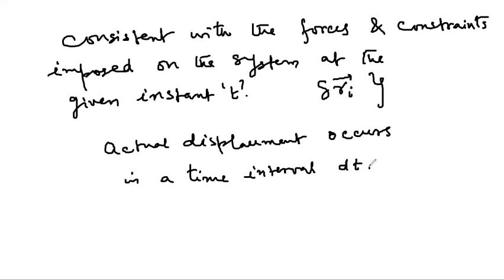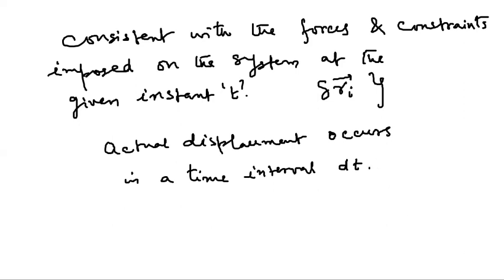This is the difference. So actual displacement we must not confuse with the virtual displacement. Actual displacement occurs in a time interval dt, and during that time forces and constraints may be changing. But in case of virtual displacement of the system, there is no elapse of time. Virtual displacement occurs at a particular time t, at a given instant t, and that virtual displacement is consistent with the forces and constraints imposed on the system. That means during virtual displacement, forces acting on the system and constraints acting on the system cannot change, they are fixed, right?